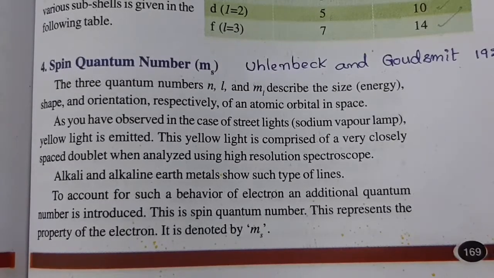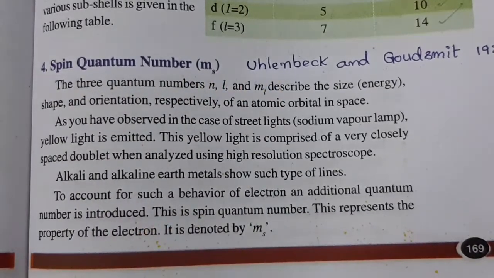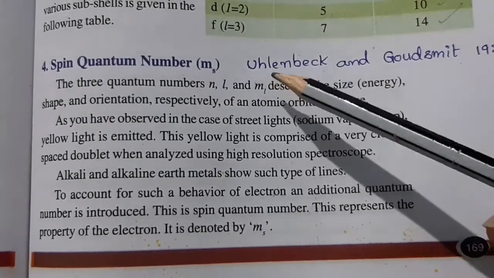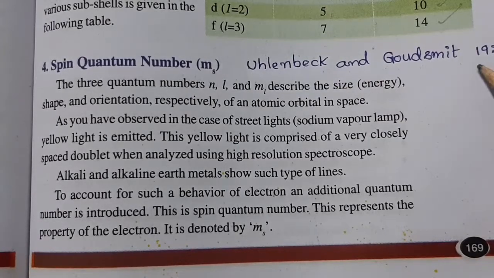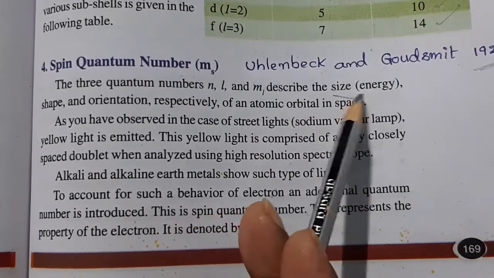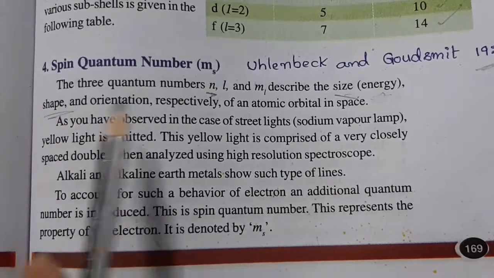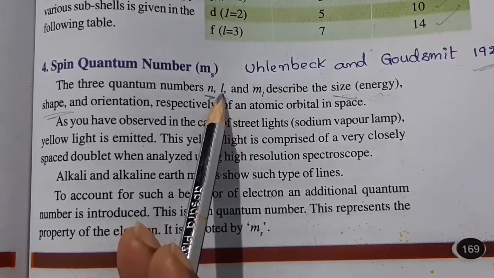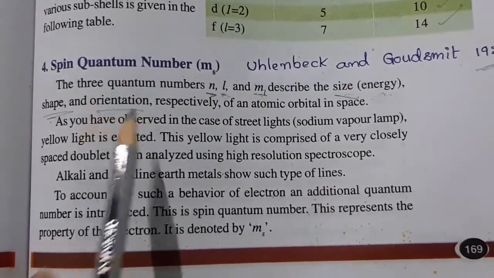The next quantum number is the spin quantum number. The spin quantum number was proposed by Uhlenbeck and Goudsmit in 1925. So the three quantum numbers n, l and ml describe size and energy, shape, and orientation. n gives size and energy, L, the angular momentum quantum number, gives shape, and ml gives orientation.